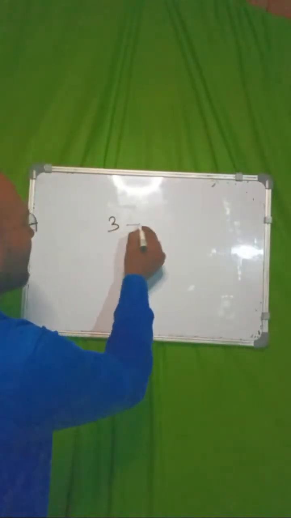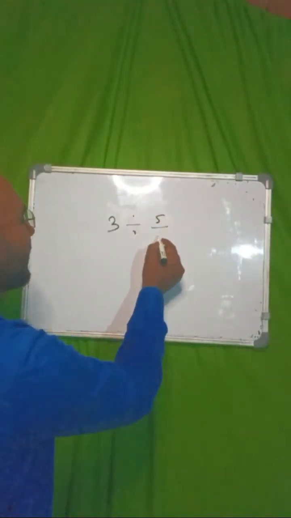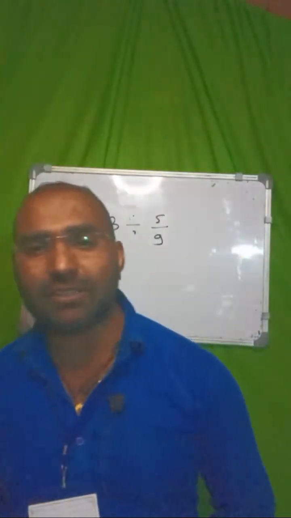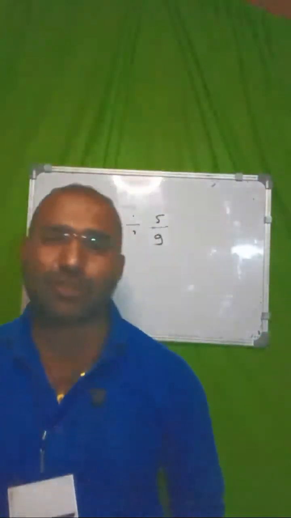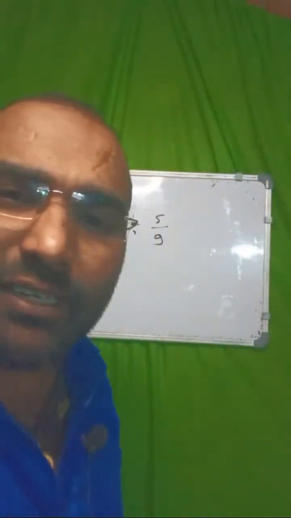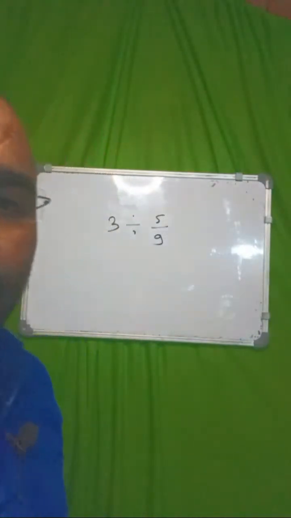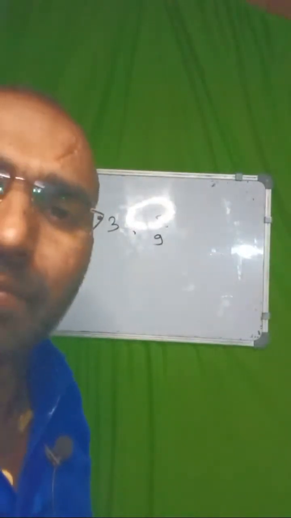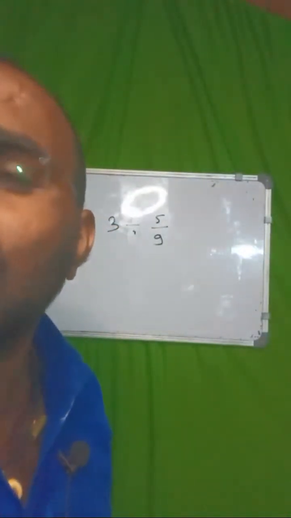See here, 3 divided by 5 by 9. So tell me the answer of this. Faster. Whoever is watching this video can just tell me the answer, and let's see who can give me the correct answer faster. I just want the fastest answer. Hope the question is clear. Now you have to tell me the answer faster. Let's see, 27. First wrong with this.